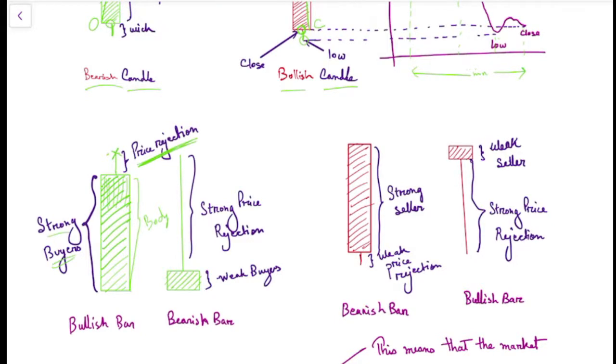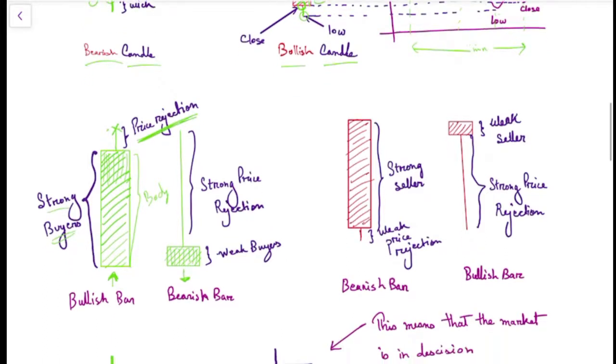Similarly, we have a strong price rejection because the wick is very large, but the buyers are weak because the body is small. So this means that the price will go up because buyers are in control, and this means the price will go down, because it is a bearish candle, and the sellers will be in control in the next candlestick. A similar thing applies to the red candles.